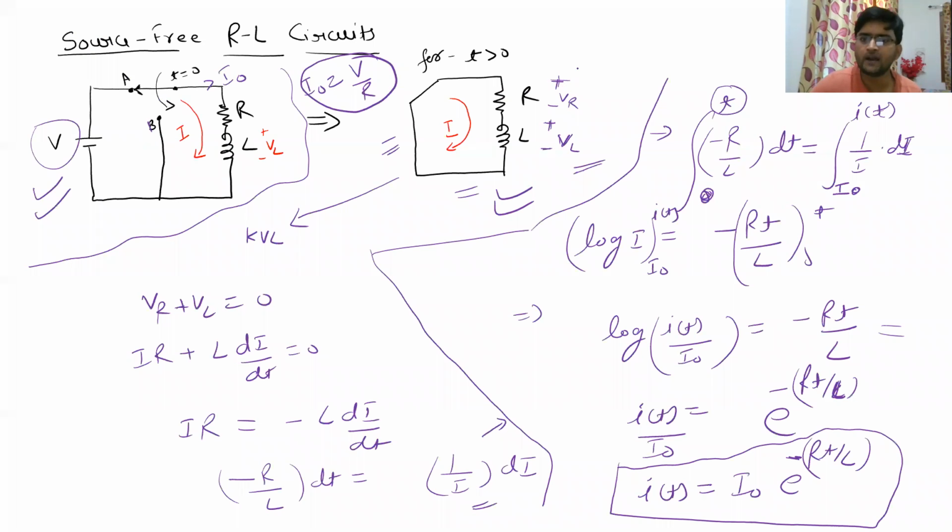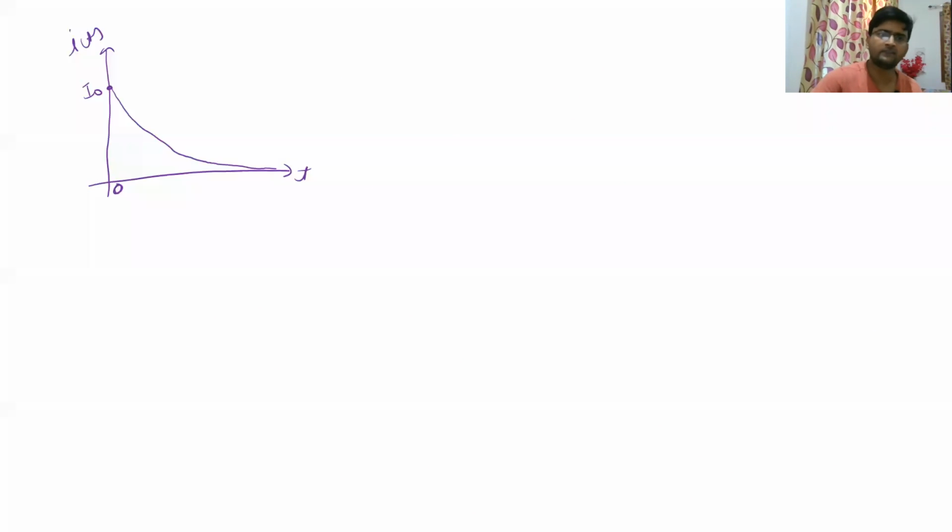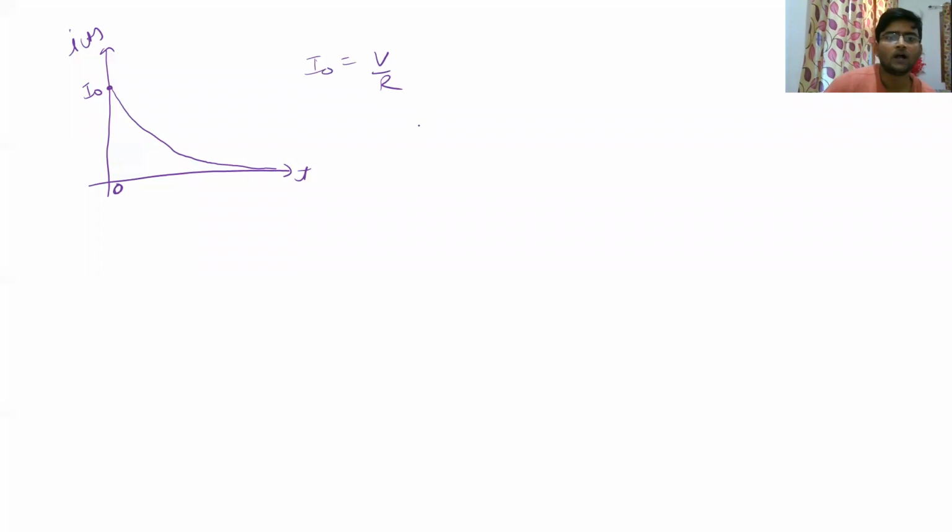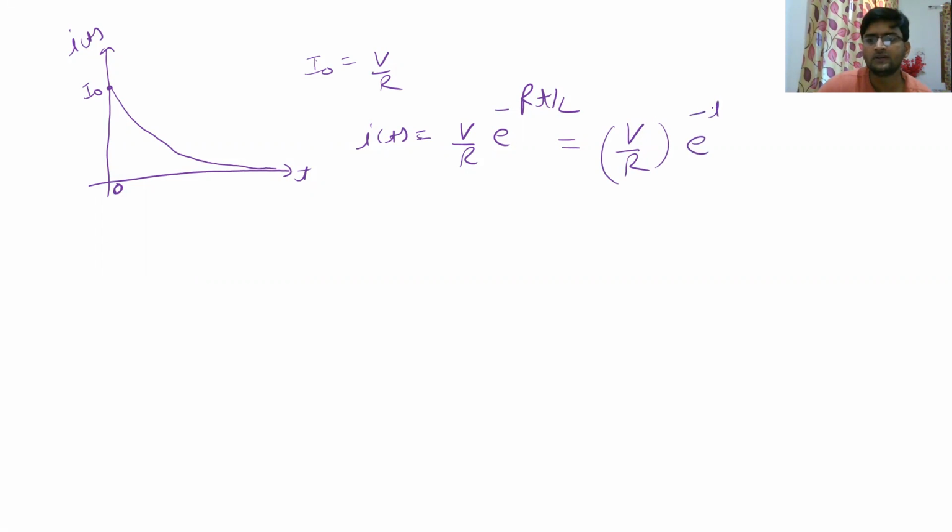Now, what will happen to VR? Before that, let us apply this value of I naught. Since we know that I naught is V divided by R in the steady state, which we already discussed, we can also write this equation of i(t) as V divided by R e to the power minus Rt divided by L. And before we move forward, let us rearrange and write it like this: V divided by R, which is nothing but I naught, e to the power minus t upon L upon R.